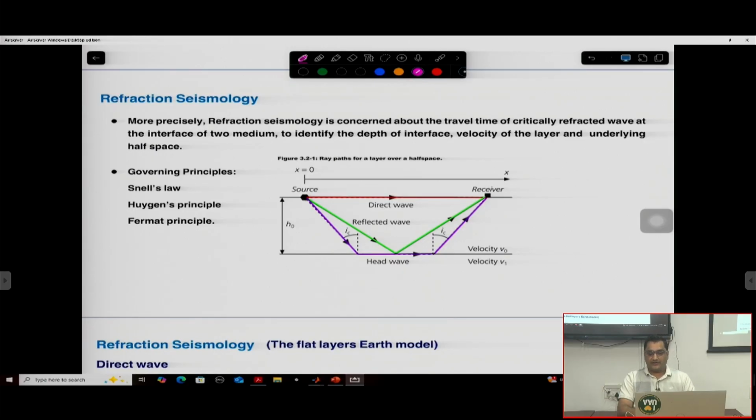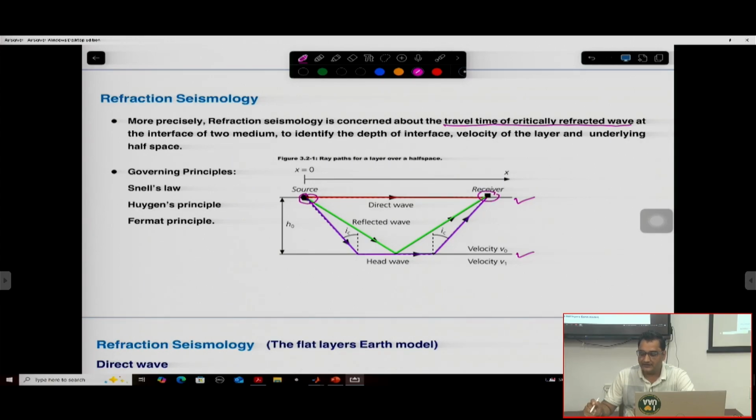In refraction seismology, you are going to use the travel time of the critically refracted wave, that will be traveling along the interface of the two media. So now look at this geometry. You have the surface here and you have the interface here, right? There is some source located and there is some receiver over here.